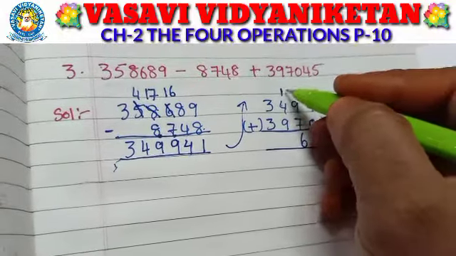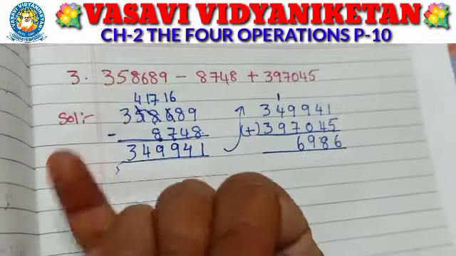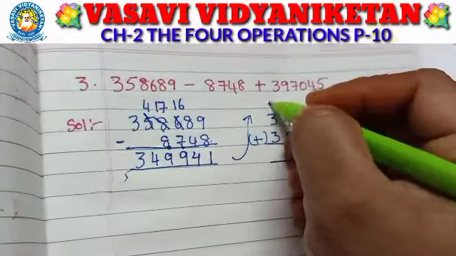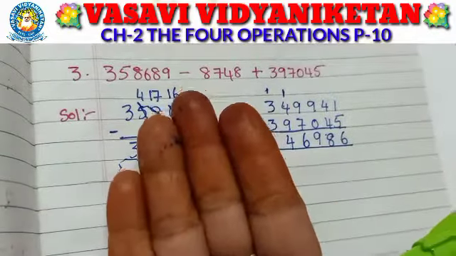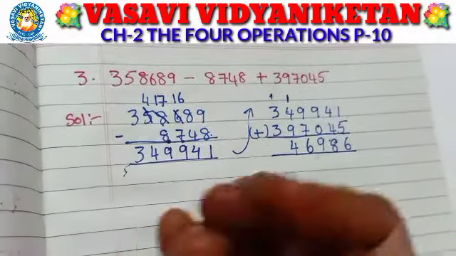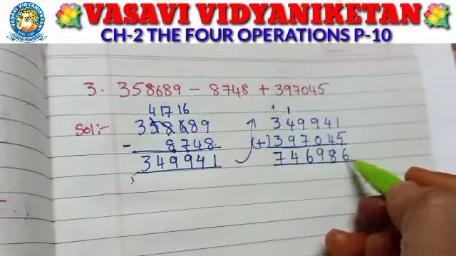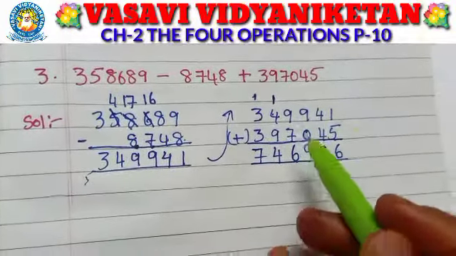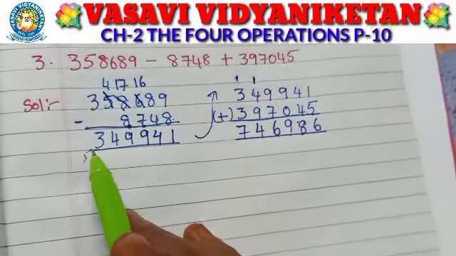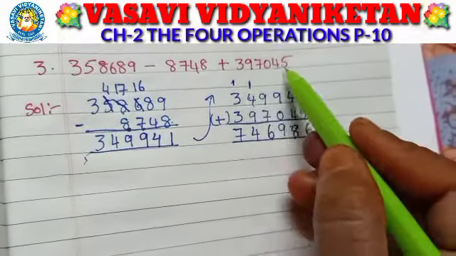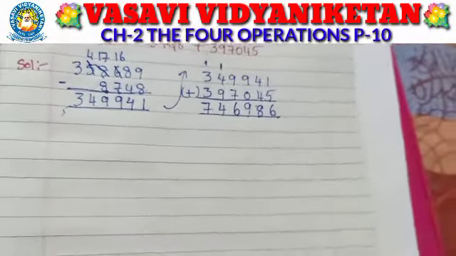So 1 plus 4, 5. 5 plus 9, take 5 fingers, 9 after 10, 11, 12, 13, 14. How much? 14. Next, 1 plus 3, 4. 4 plus 3, 4 fingers, 3 after 4, 5, 6, 7. 7,46,986. So, like this, you have to do the problem. First we have to subtract these two numbers. After that the answer will come. For this answer you have to add the remaining number. So the answer will come.